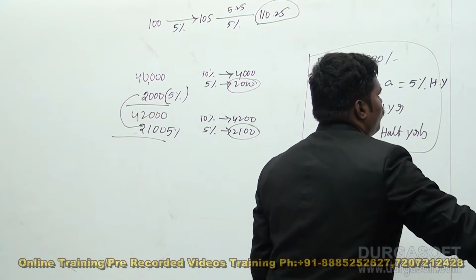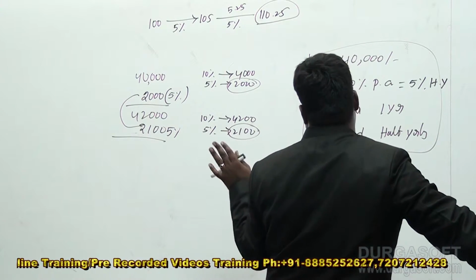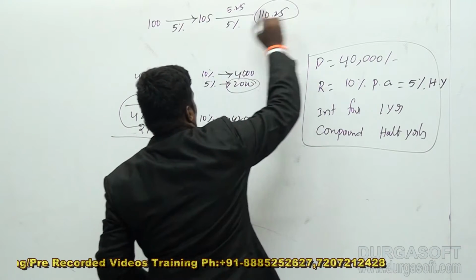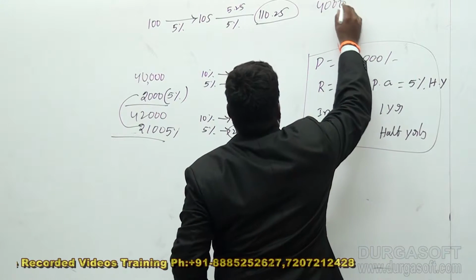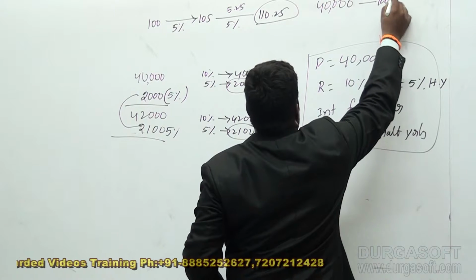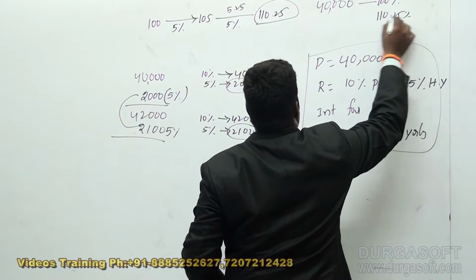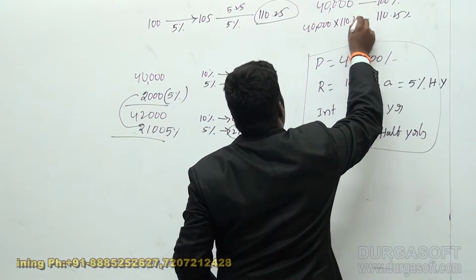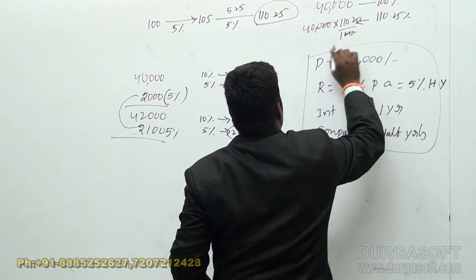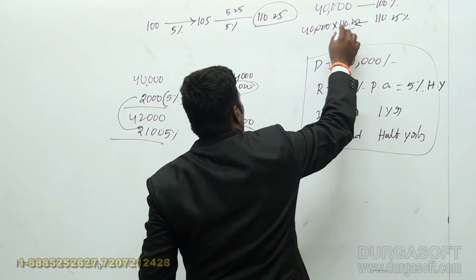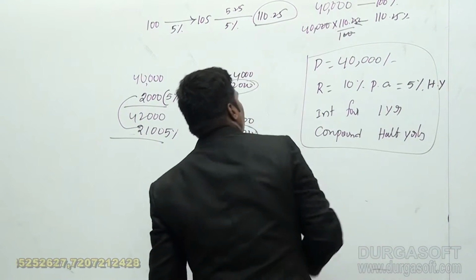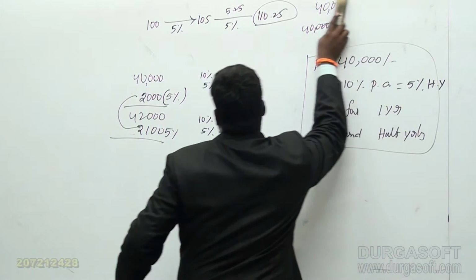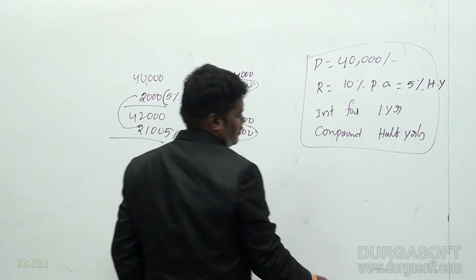So what is the answer? 4,100. This can be done in any way, but this is the preferable way. Okay, or this is another way: 40,000 is for 100%. Then 110.25% is equal to 40,000 into 110.25 by 100. Double zeros cancel. When you get the 0, 110 here, 11025, and another double zeros cancel, you can get the answer. That's a lengthy process, so you should not prefer this method for this kind of question.